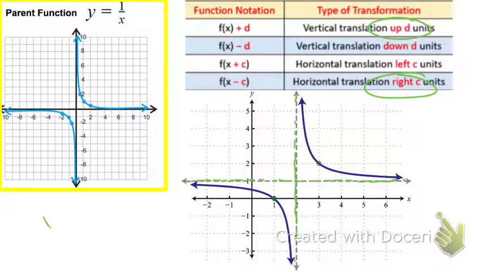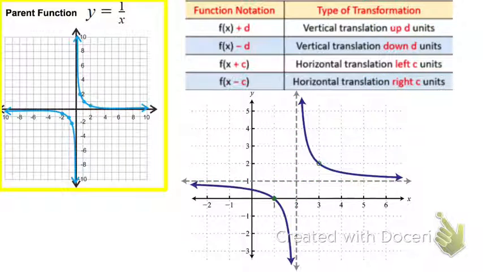So how does that change our equation? Our parent function is y equals 1 over x. So moving it to the right 2 is going to subtract 2 from x. Before we do the division, we have to subtract 2 from x. And then we are going to go up 1, so we are going to add 1 after that function.